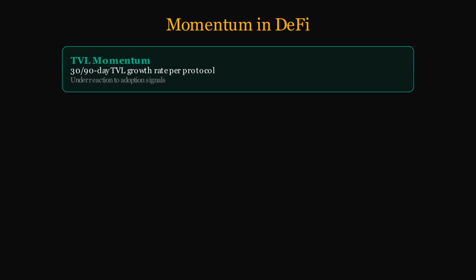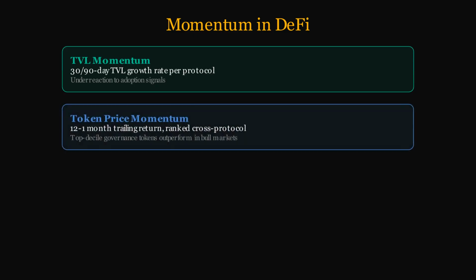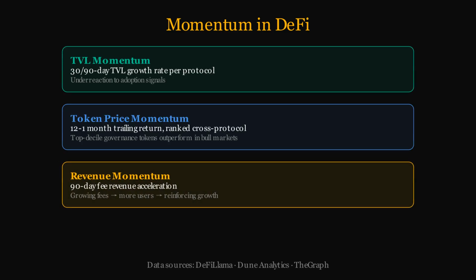On-chain momentum works. TVL momentum: protocols gaining total value locked over the past 30 to 90 days continue to attract capital, reflecting underreaction to protocol adoption signals. Token price momentum: rank governance tokens cross-protocol by trailing 12 to 1 month return. Top decile tokens outperform in bull markets. Revenue momentum: protocols with growing fee revenue attract more users, reinforcing the growth signal. All three are implementable with on-chain data from DeFiLlama, Dune Analytics, or TheGraph.